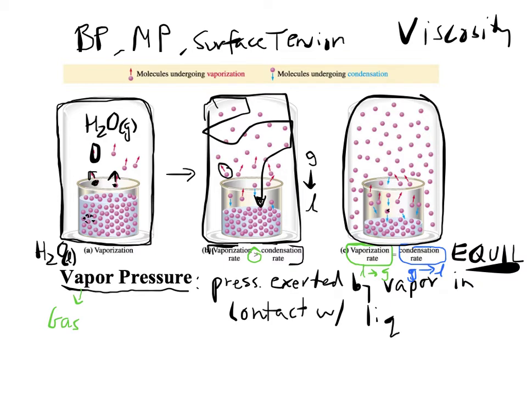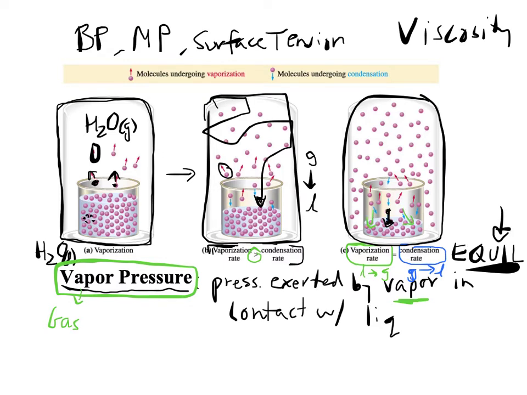When these molecules that are in the gaseous phase, vapor phase, collide with the liquid, they exert a pressure on the liquid. And if we measure that pressure at equilibrium, okay, we are measuring the vapor pressure. It's the pressure exerted by a vapor, by a gas, as it collides with the liquid.